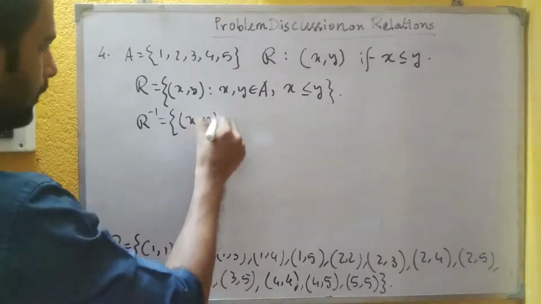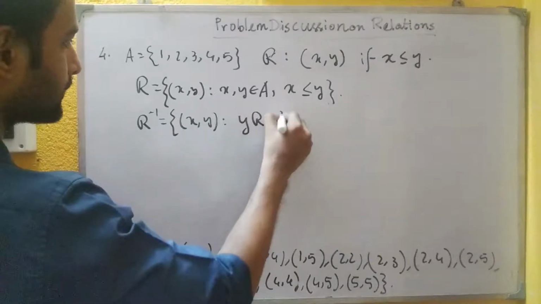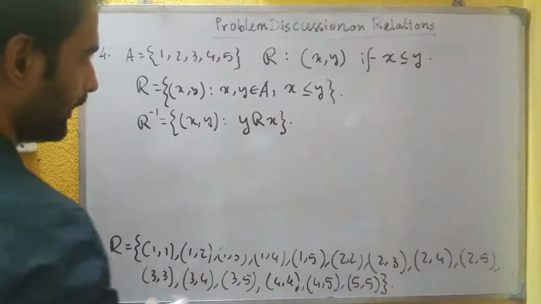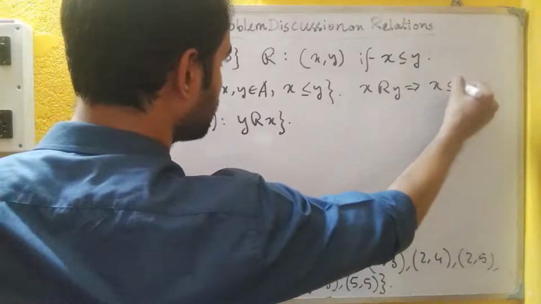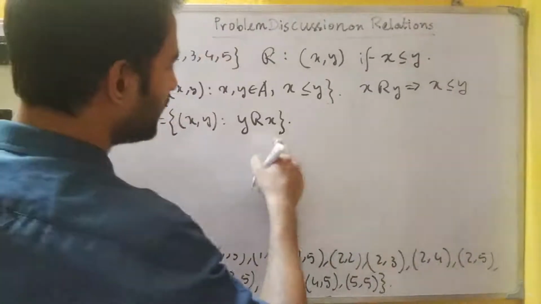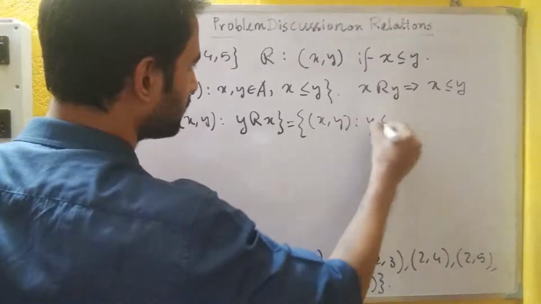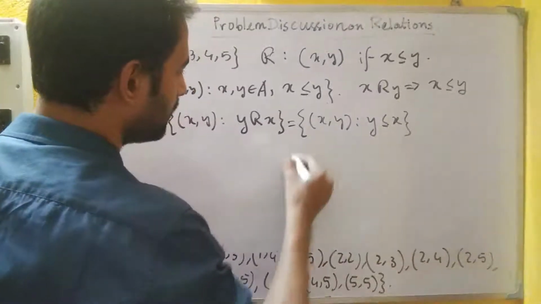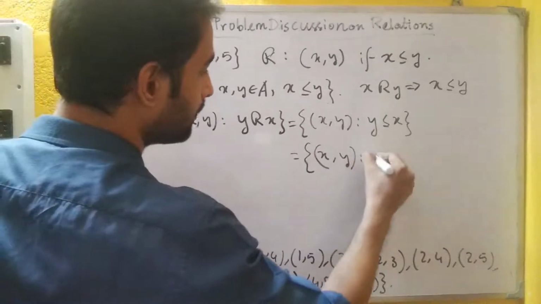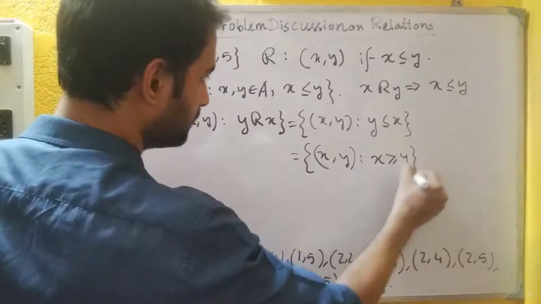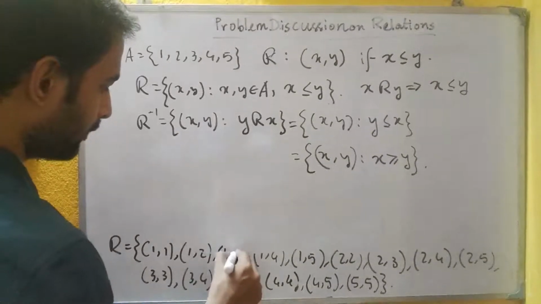It is the collection of all x y where y is related to x. And if x R y means x is less or equal to y, then y R x will mean y is less or equal to x. So we can write it as the ordered pairs x y where x is greater or equal to y. That's why we have to write all the elements in the reverse order.